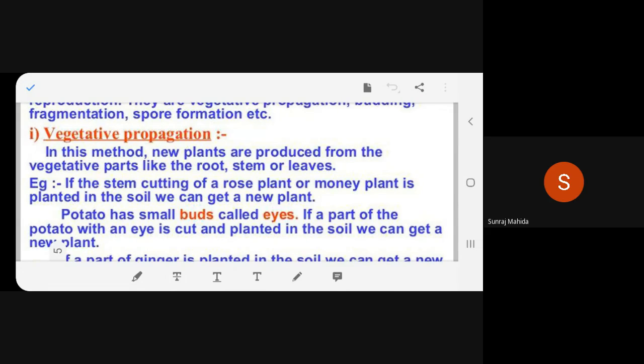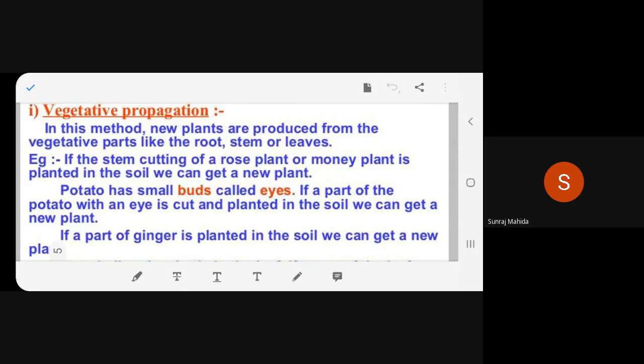Have you observed that? When you take a cutting of a money plant or a rose plant and put it in the soil, we get a new plant. Have you observed that? Yes.